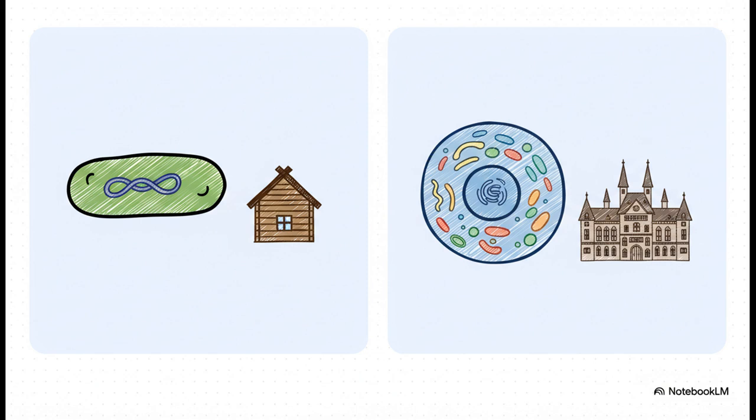But on the right, you have the eukaryotic cell. This is the mansion. It has a proper membrane-bound nucleus to protect its DNA, and it's jam-packed with all these specialized compartments called organelles. And it's one of these mansions we're about to tour right now.